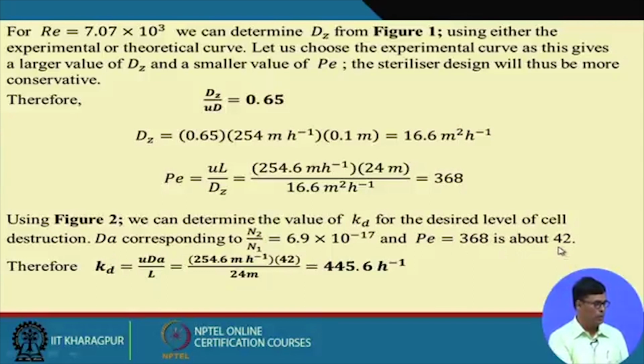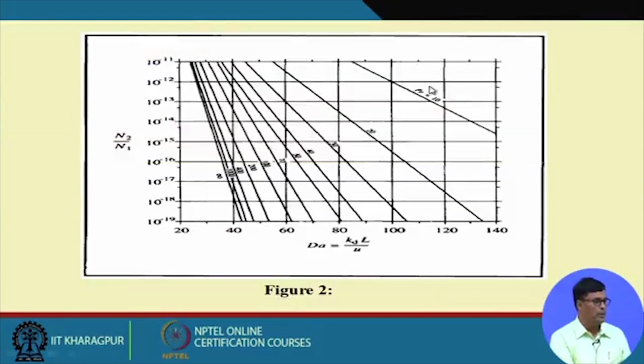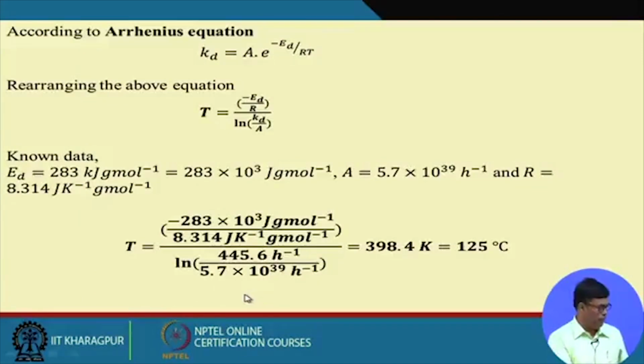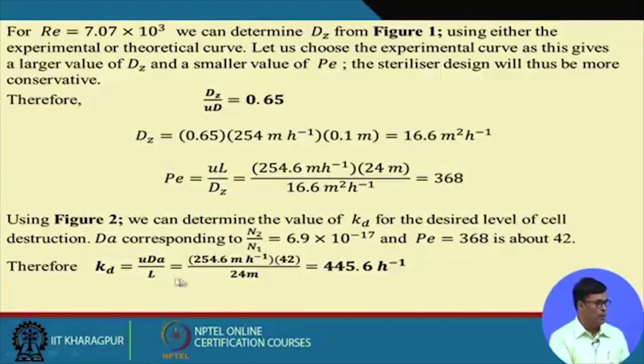And if you look at this, these are the different Peclet numbers: 10, 20, 30, 40, 50, 70 like this. As your Peclet number changes, the curve becomes steeper and steeper. So we can find out this value for 42.